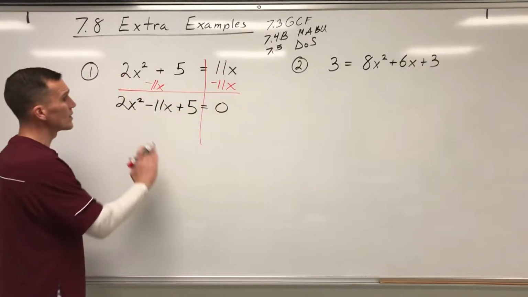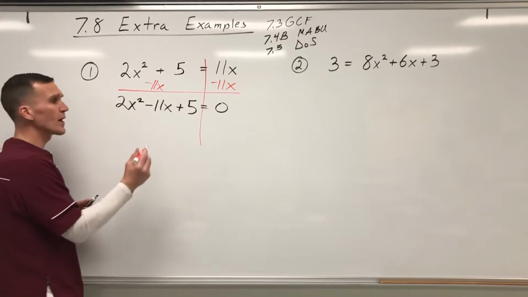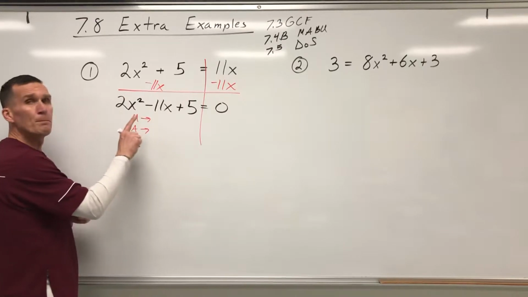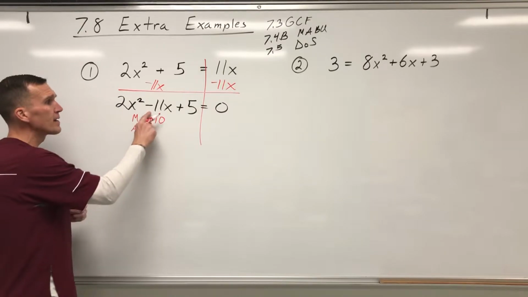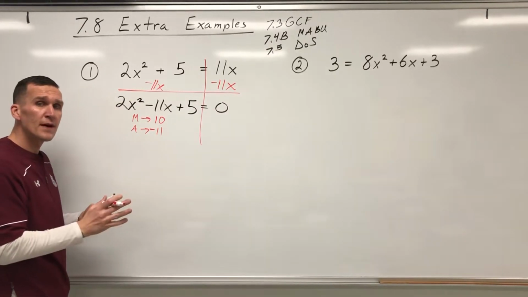And when you do that, you realize this is an MA bottoms up problem. So I got a little scratch work to do. I do my M number, my A number. The multiply number is the front times the back, 5 times 2, which is 10. The add number is your middle number, negative 11. And here is the hard part. You need to find the 2 special numbers.